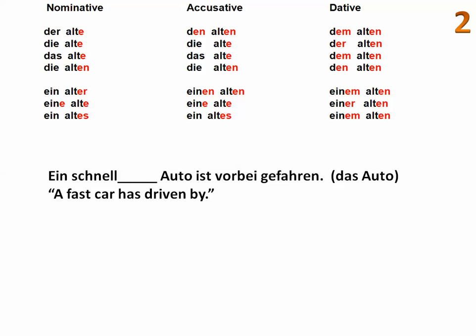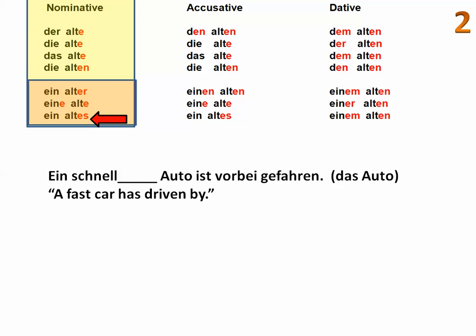So here, car is the subject of the sentence, so my answer is going to be nominative. Car, Auto here, is a nominative case. So then we ask ourselves, are we using a definite or indefinite article? And we're using an indefinite article, ein. And the last question, what was Auto originally? It was a das or neuter noun, so our ending on schnell will also be s. Ein schnelles Auto ist vorbeigefahren.